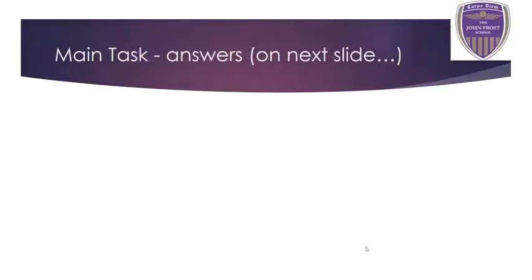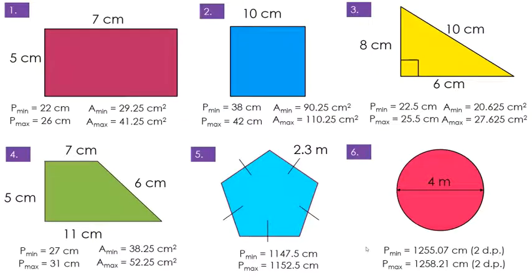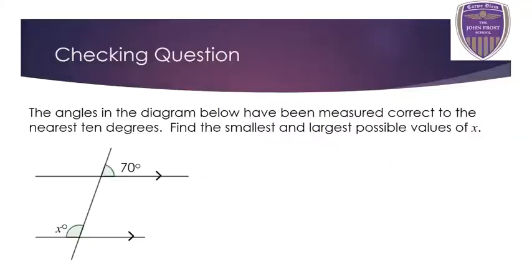Okay, welcome back then. So here are the answers now for that main task. All right, so you've got the minimum and maximum perimeters, minimum and maximum areas also for the first 4. Okay, one to be careful on, I think, is number 6. All right, so the perimeter of a circle, remember, is a circumference. So you should be doing circumference is pi, which is 3.14 times by the diameter. Okay, so that's how you would do that one.